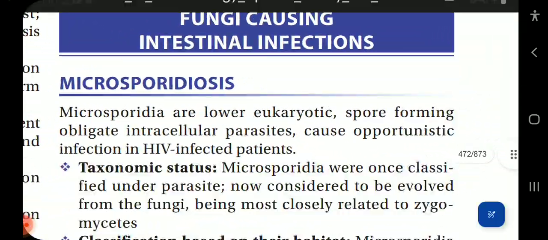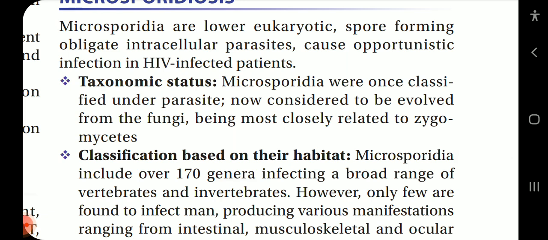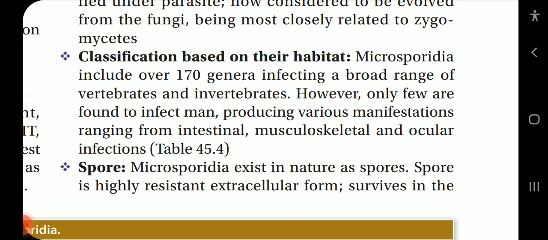Now coming on to fungi causing intestinal infection. Microsporidiosis. Microsporidia are lower eukaryotic, spore forming, obligate intracellular parasites that cause opportunistic infection in HIV infected patients. Taxonomic status: Microsporidia were once classified under parasites, now considered to have evolved from fungi, being most closely related to zygomycetes. Classification based on habitat: Microsporidia include over 170 genera infecting a broad range of vertebrates and invertebrates. However, only a few are found to infect man, producing various manifestations ranging from intestinal, musculoskeletal, and ocular infections.